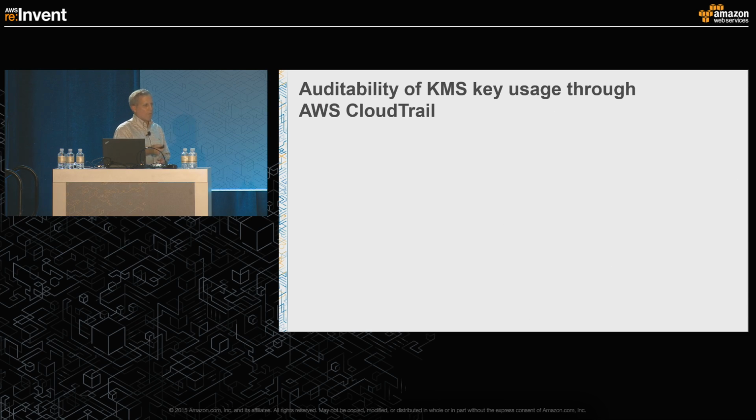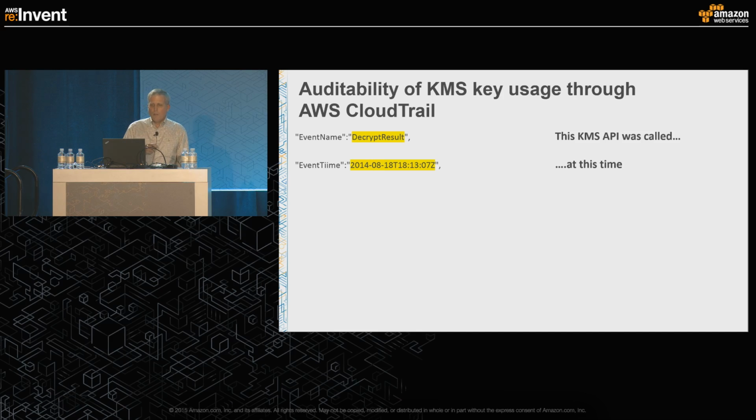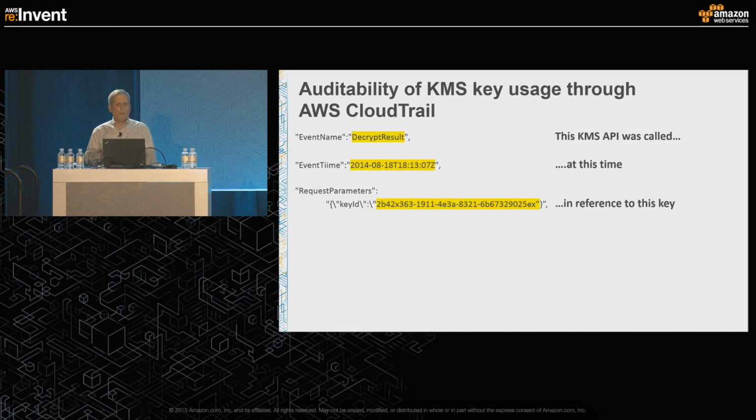Okay, let's talk a little bit about how you can audit use of a key inside CloudTrail. So I've extracted the relevant bits from a CloudTrail event. This particular KMS API was called, which is the decrypt, at this time in reference to this key ID. This is the 32-character GUID that we assigned to the key that we created on your behalf. It's guaranteed to be unique.